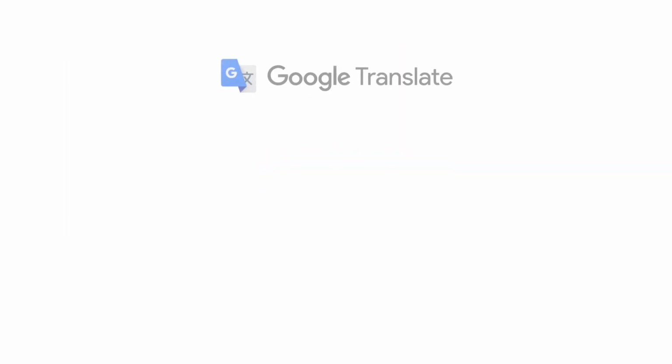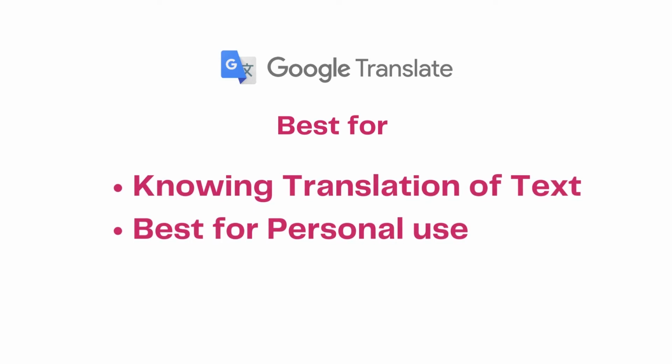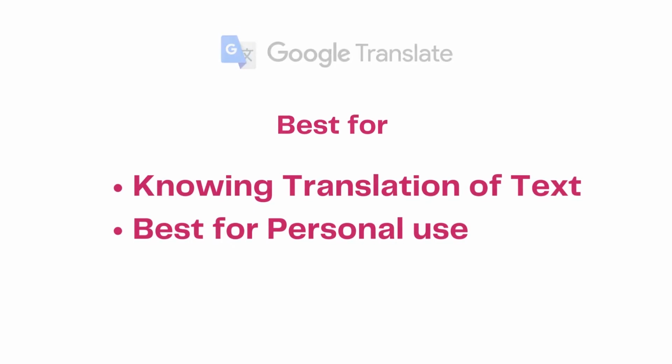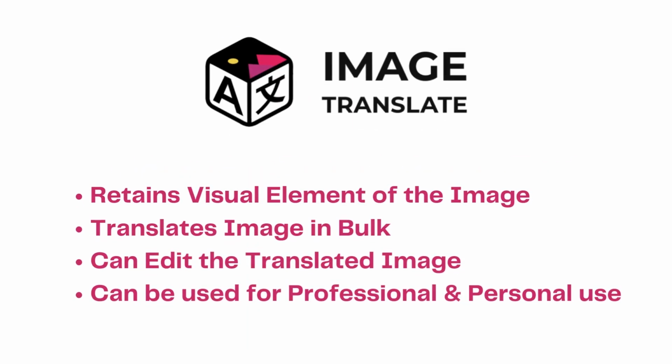Conclusion: Google Picture Translate is best for knowing the translation of text in an image instantly. But when it comes to retaining the visual elements of the image while simultaneously translating it, and having the flexibility to make changes to the translated images, then ImageTranslate is the best tool for it. Moreover, it also allows for translating images in bulk, which makes ImageTranslate best for everyone who wants to translate images for personal and professional use.